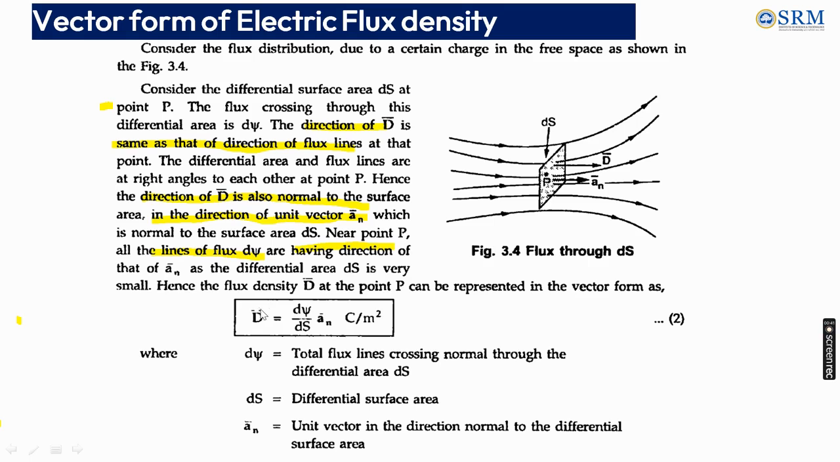And we can write the relation: since the electric flux density is nothing but the flux lines crossing the surface area, D equals d psi by ds, times the corresponding unit vector normal to the surface, a n cap. The unit is coulomb per meter square. D psi is the total flux crossing normal to the differential area ds, and a n vector is the unit vector having the direction normal to the differential surface area.